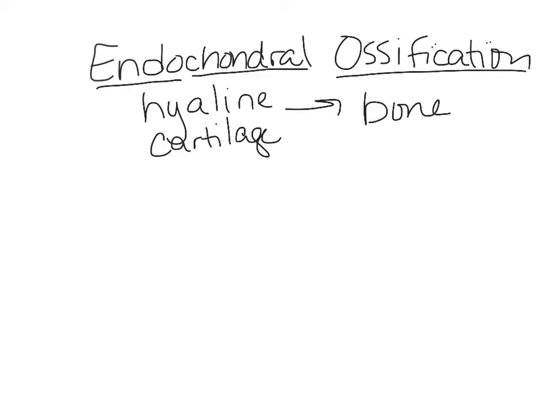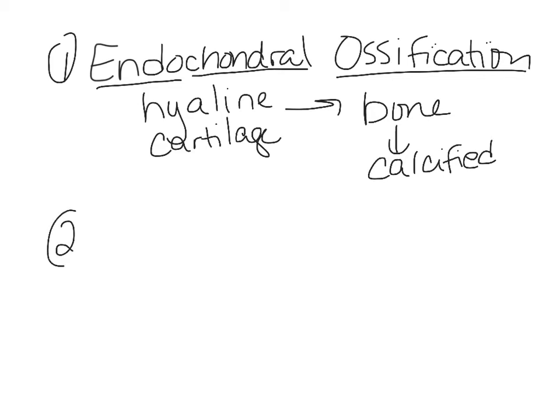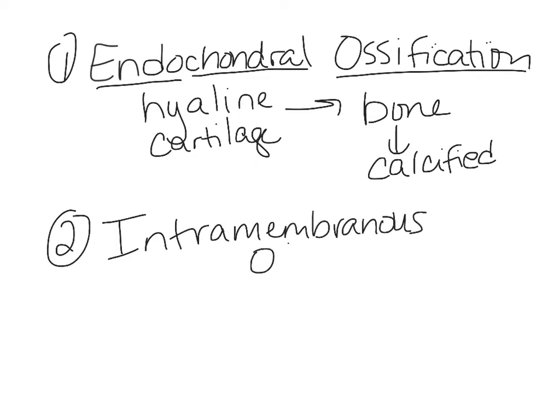And then this is immature bone, so then that bone has to be calcified by putting calcium into the bone tissue, right? Calcium gets stored in the bone tissue to make it hard. So most of the bones in your body are going to be formed through this endochondral ossification. Another type of ossification, though, is called intramembranous ossification.